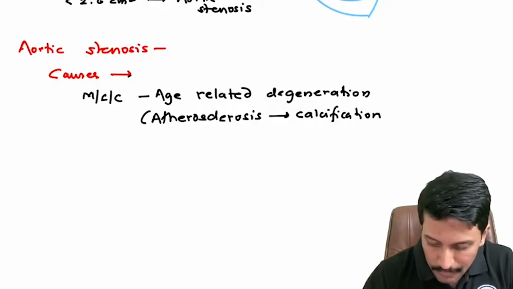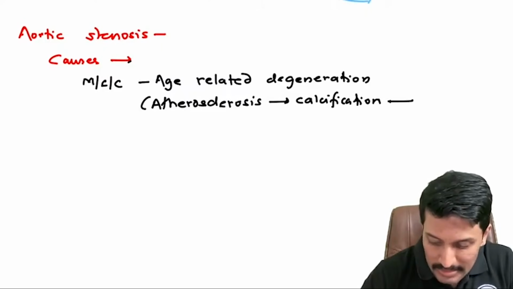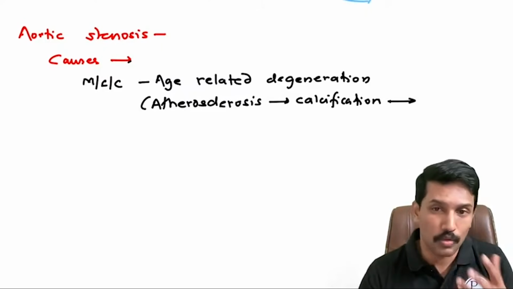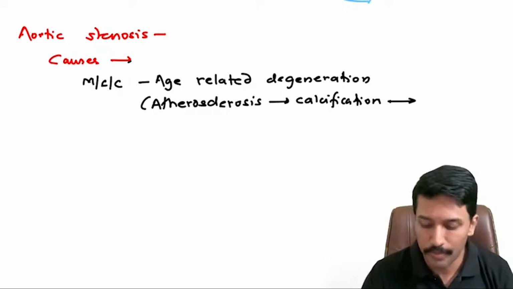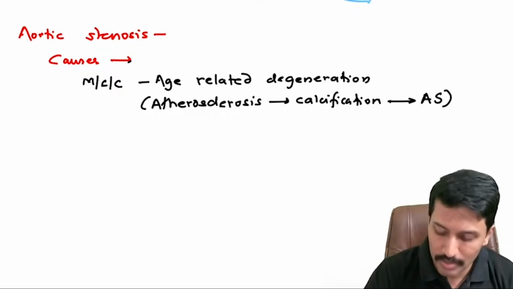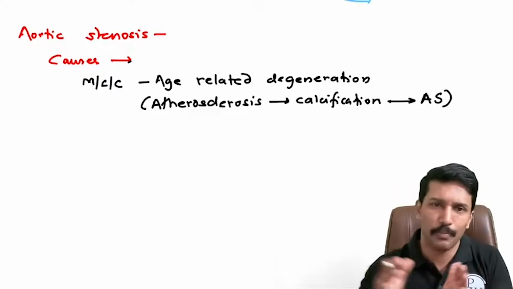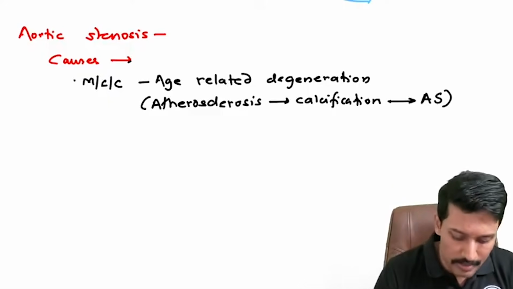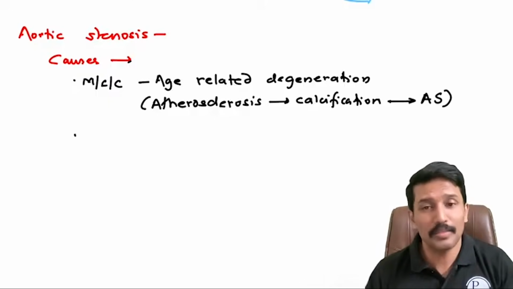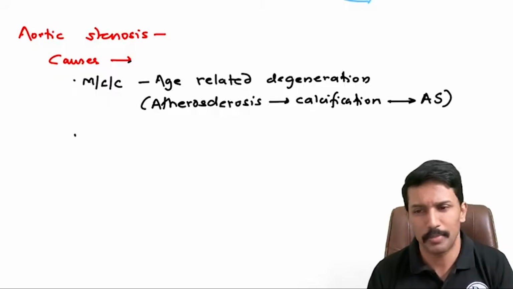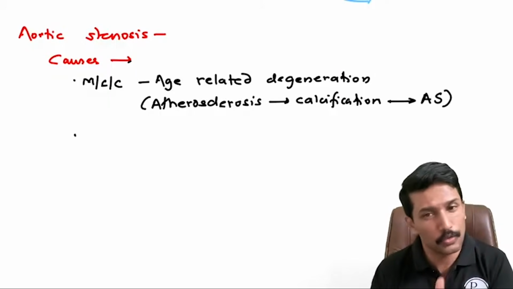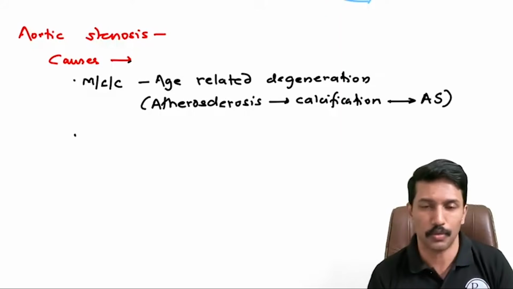And once there is calcification, you can call that stage aortic sclerosis. And once it starts creating obstruction to the flow of blood from left ventricle to aorta, we will call it aortic stenosis. So this is a process, age-related degeneration. That also means that most of the patients of aortic stenosis are going to be elderly, not your middle age or young individuals. But we do see some young patients presenting with aortic stenosis.